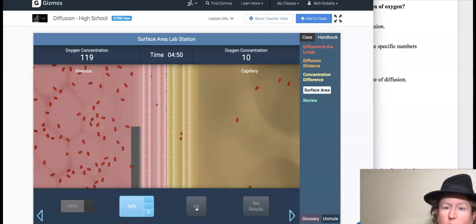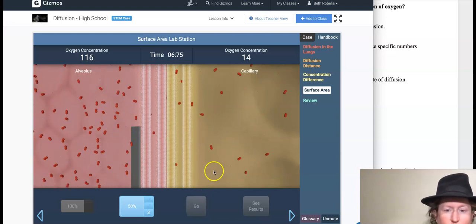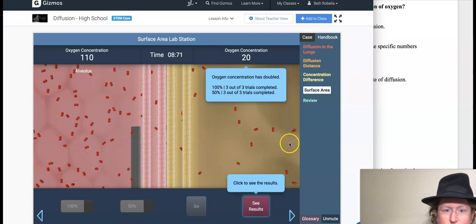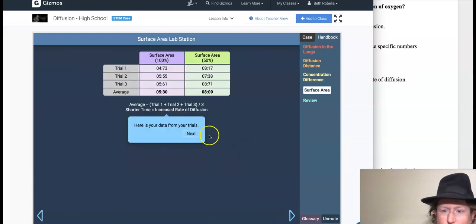It can happen at high altitudes. It can happen for a whole lot of reasons. If your lungs are somehow damaged, if you've got bacteria or viruses attacking your lung tissue. We can see with 100% surface area, the diffusion is faster. With less surface area, with more fluid in your lungs, the time is slower.